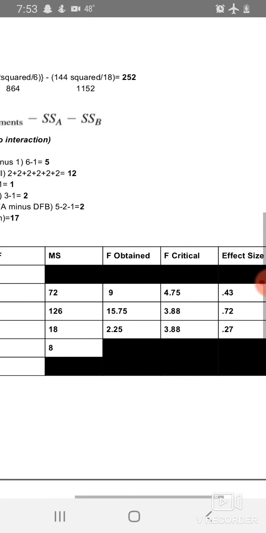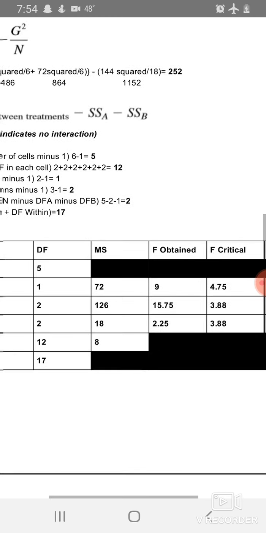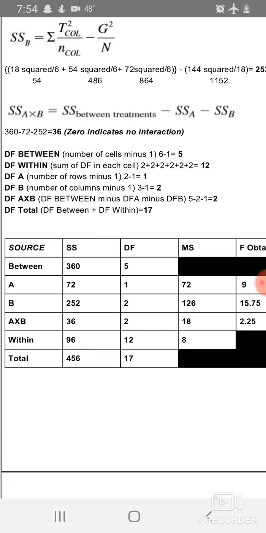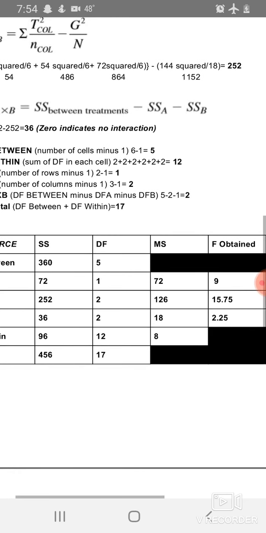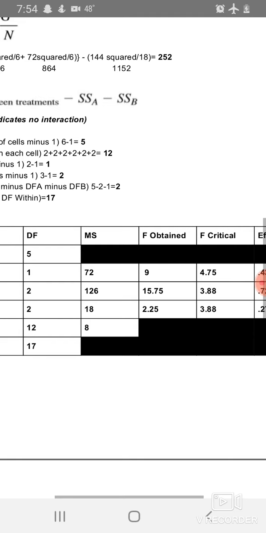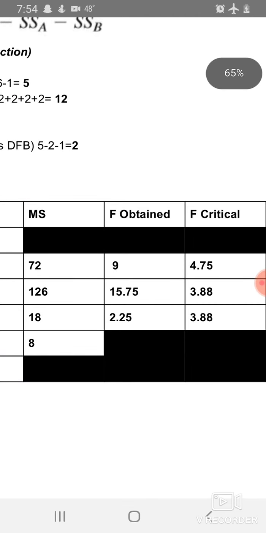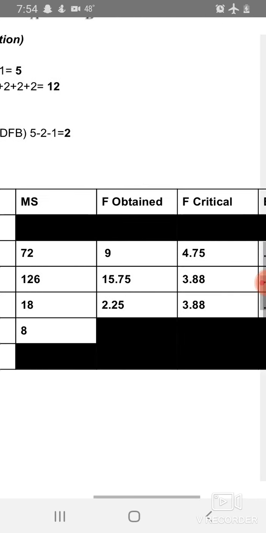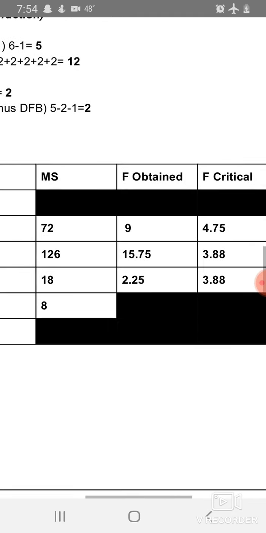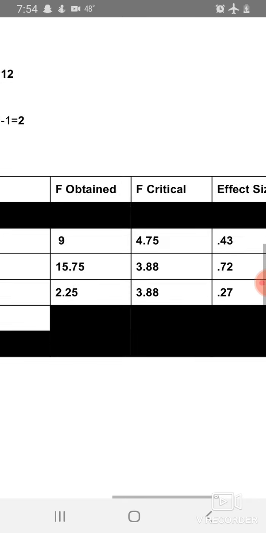Now you have to get the F criticals. You do that by using the degrees of freedom of the factor that you're looking at, and always using as the second degrees of freedom df within. So if you go to the chart and go to df of 1 and 12, you will get 4.75. If you go to 2 and 12, you will get 3.88. And again, if you go to 2 and 12, you will get 3.88.